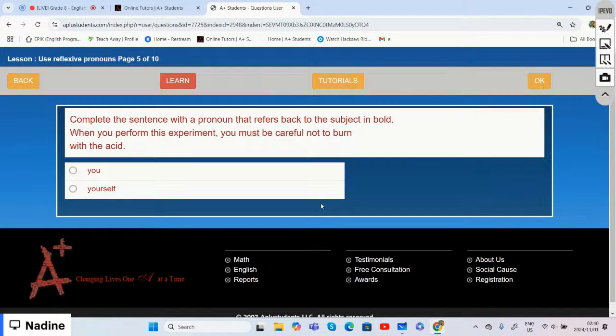All right. The next one says, when you perform this experiment, you must be careful not to burn you with the acid, or burn yourself with the acid. Which one is correct?